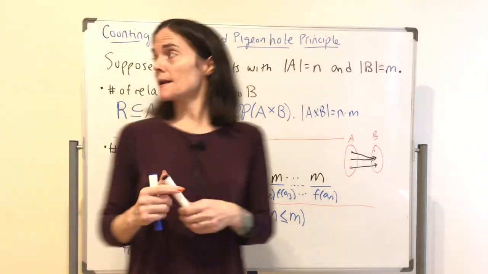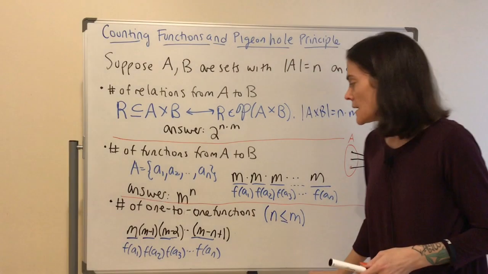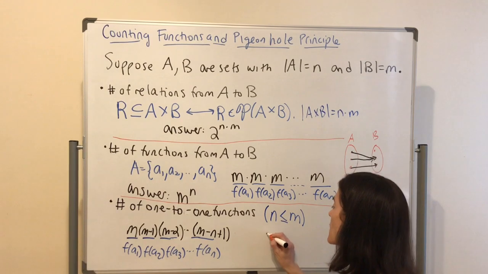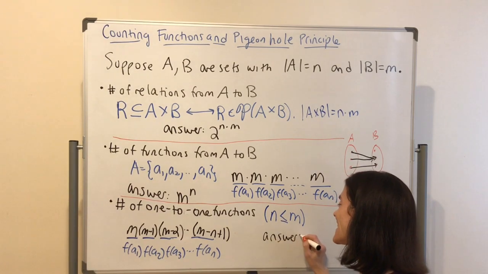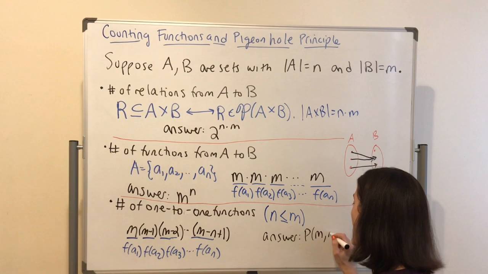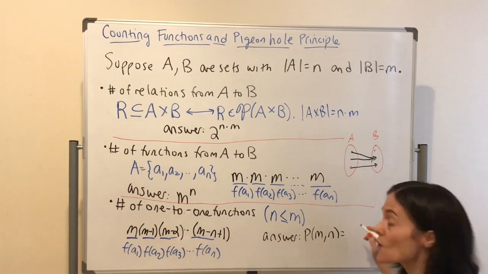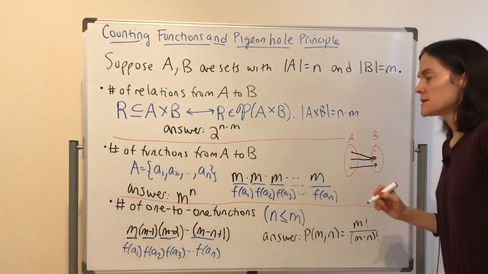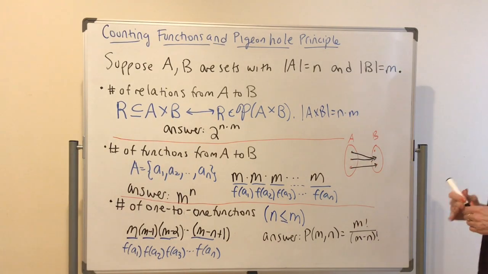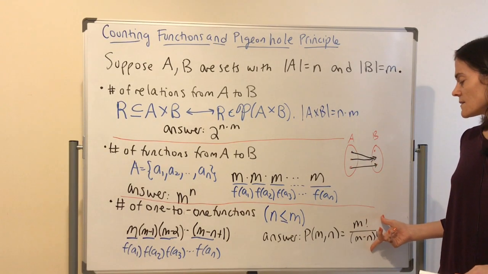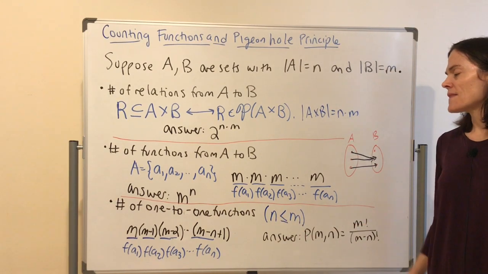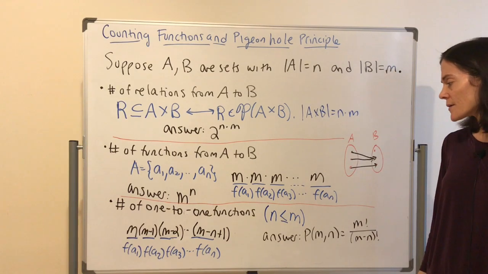And we've seen this quantity before in our counting sections. And so the answer here was P(m,n), which is this, or you could also write this m factorial over m minus n factorial. This is the number of one-to-one functions. And certainly for this quantity to be defined, you need n less than or equal to m. And that's really the only situation I was thinking about here.